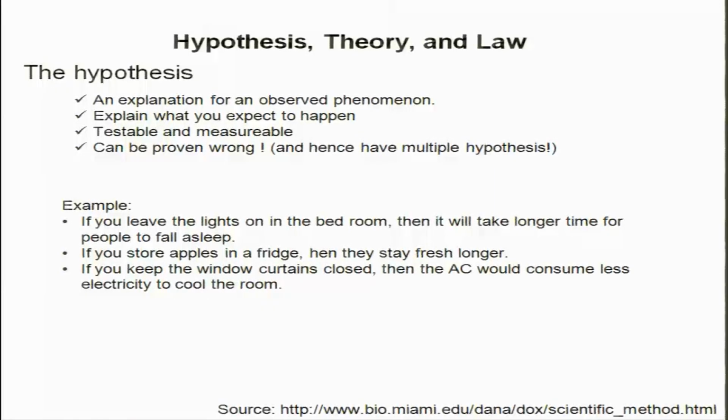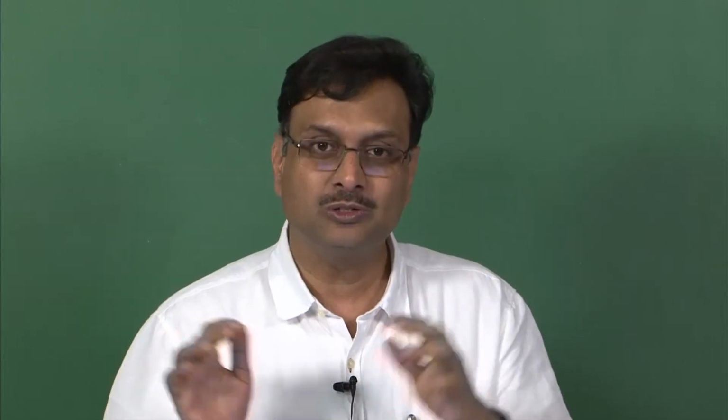If you store apples in a fridge, then they stay fresh longer, right? Again, this is testable: keep some outside and check. If you keep the window curtains closed, then the AC would consume less electricity to cool the room. Now it looks obvious, but it is obvious now because somebody has tested and shown that. They tell you, okay, put the curtain on, when you turn on the AC keep the door closed, therefore it will consume less electricity, because that is how it works, right? So that is how a hypothesis helps you prove things and becomes effective in day-to-day living as well.